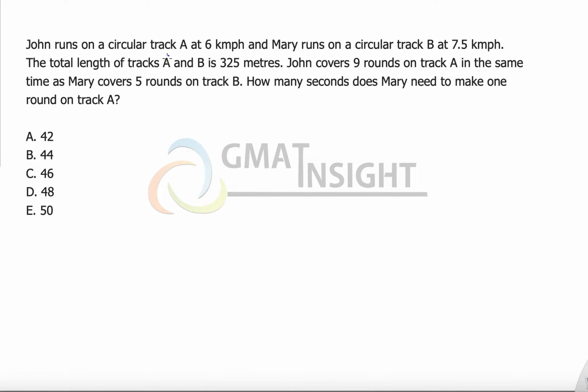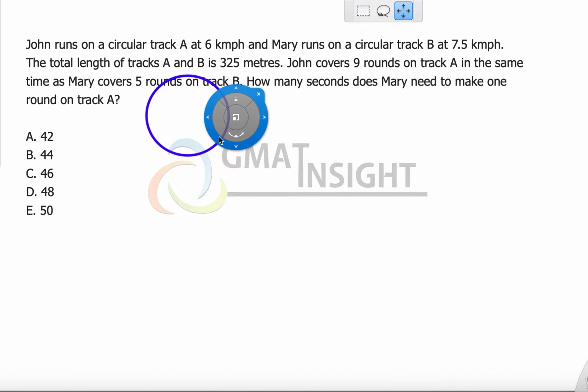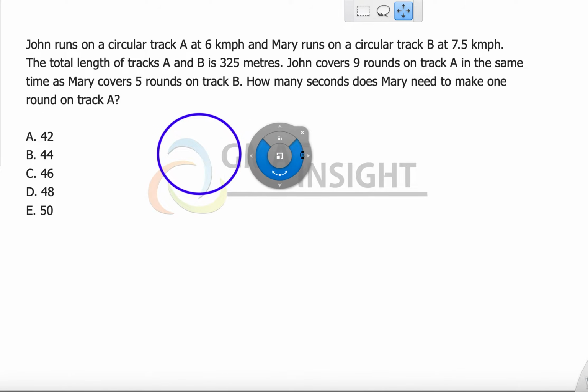John runs on a circular track A at 6 kilometers per hour and Mary runs on a circular track B at 7.5 kilometers per hour. So the first thing we have to do is make circular tracks here. So we have the circular track 1 here. Let me quickly post it here.